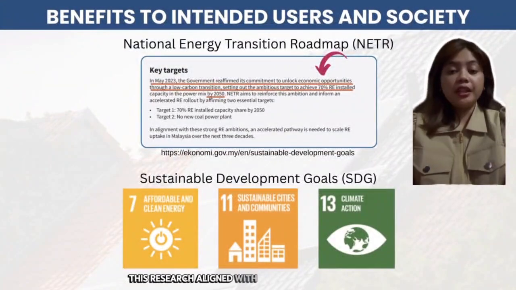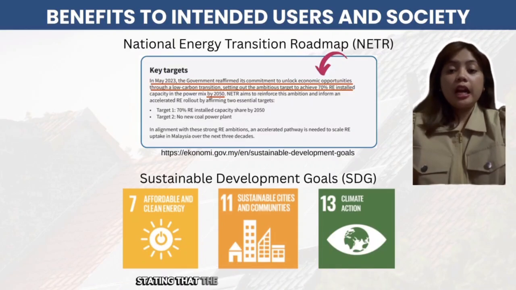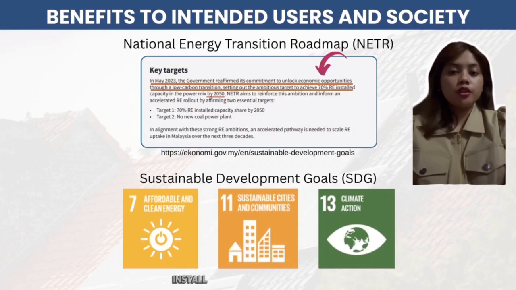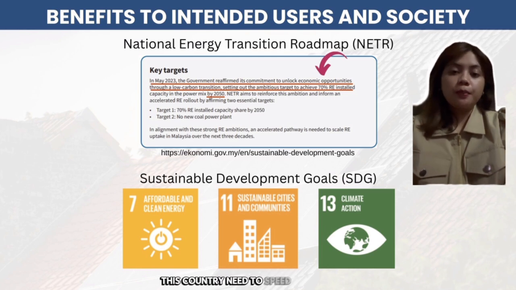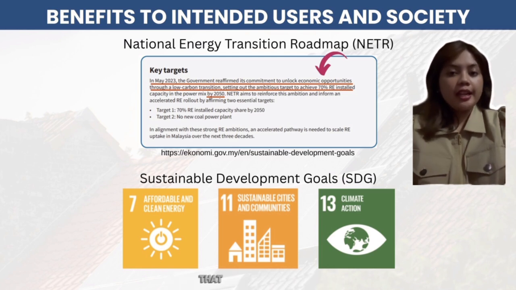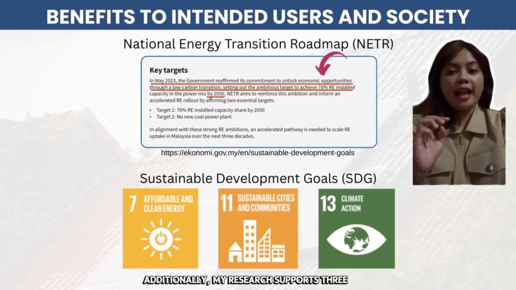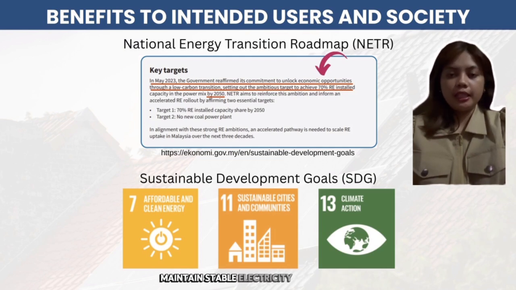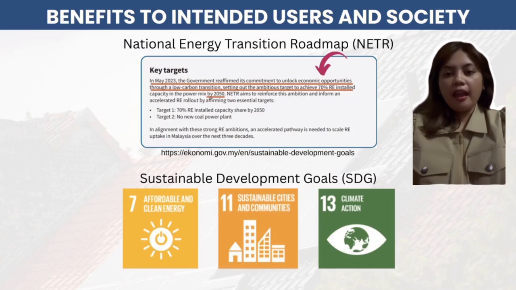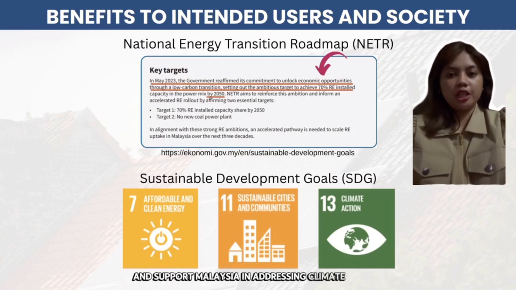This research is aligned with the article from NET stating that the government aims to achieve 70% installed renewable energy by 2050. To achieve this, the country needs to speed up the use of renewable energy. That is why my research focused on applying solar PV to support this target. Additionally, my research supports three SDGs, SDG 3, 11 and 13, by helping reduce the dependence on fossil fuel, maintain stable electricity for growing cities and communities, and support Malaysia in addressing climate change.